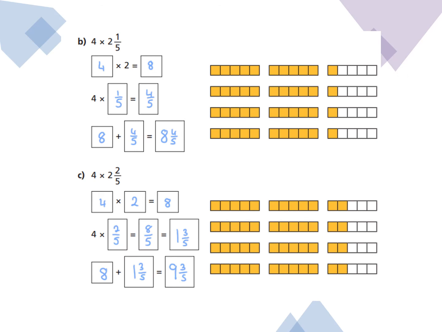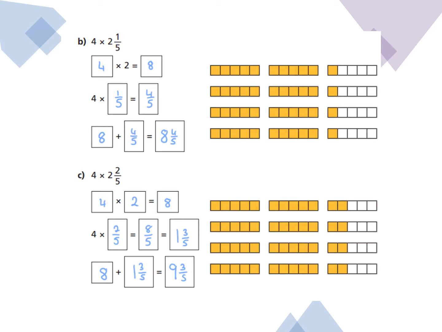And here we've got the answers. 4 times 2 equals 8. 4 times 1/5 equals 4/5. So now when we add 8, add 4/5, we get 8 and 4/5, which as we've said, matches the bar model to this side. Next, we did 4 times 2 and 2/5, so we broke that down.